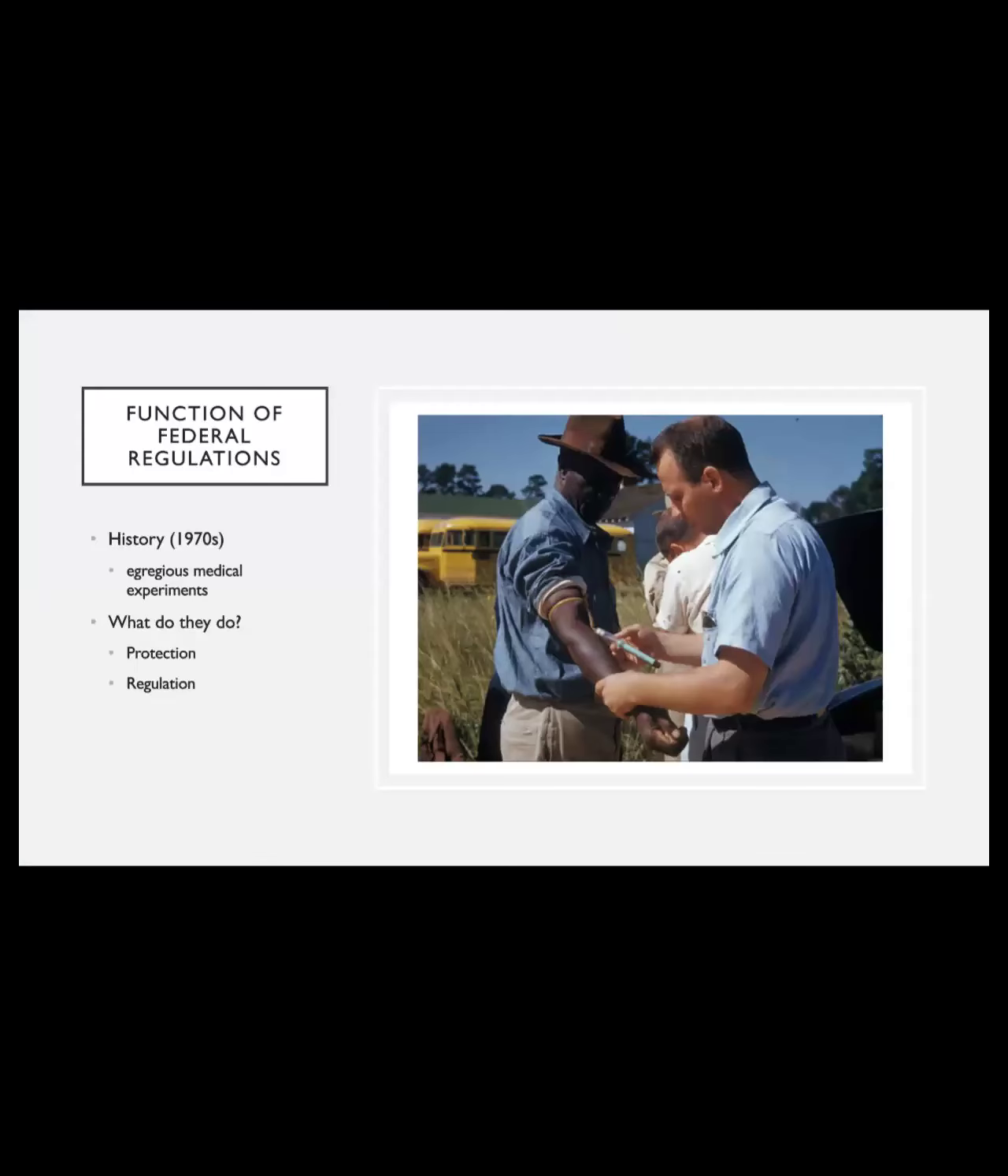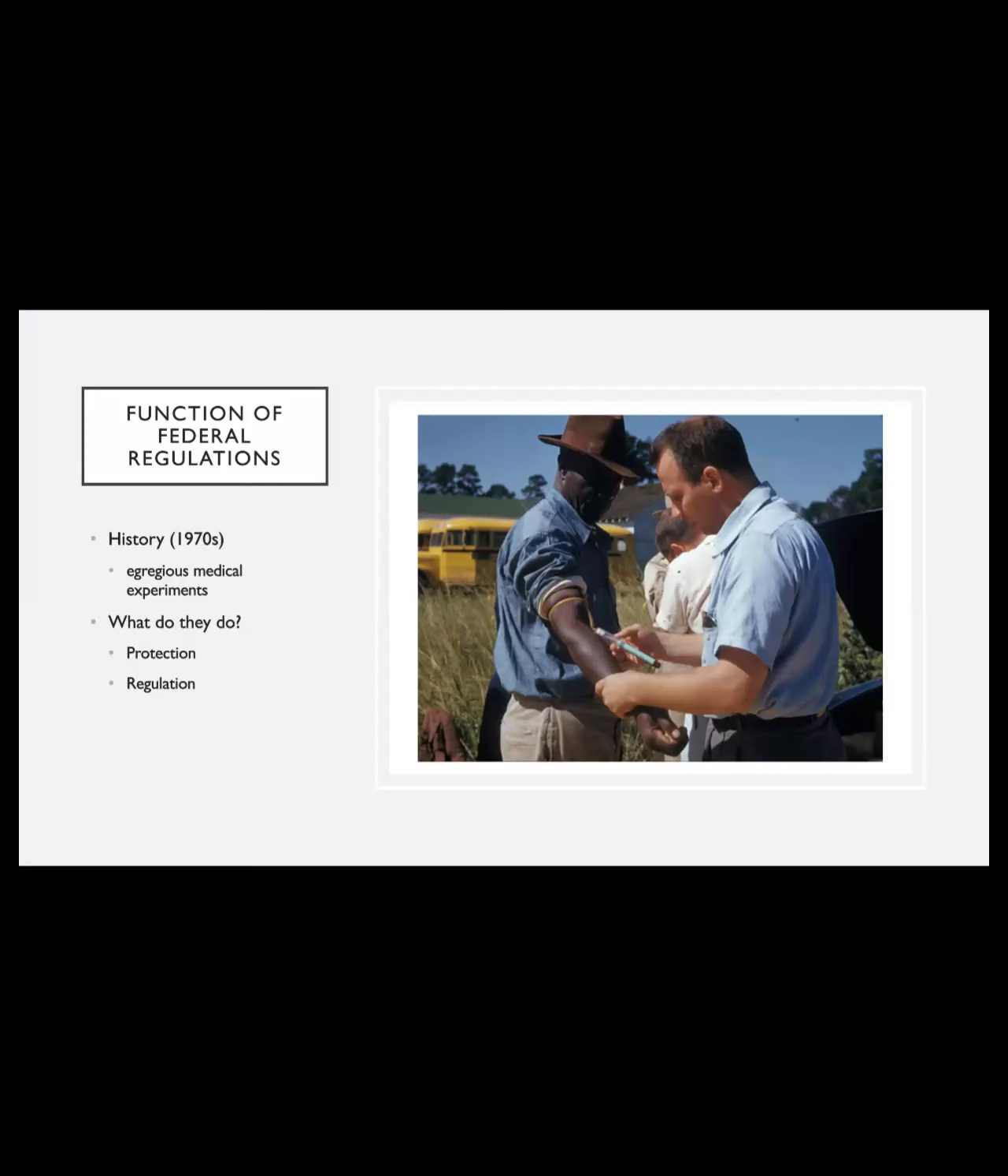So, starting with the function of federal regulations, historically it was created to prevent egregious medical experiments. An example of this was in the early 1970s, the Tuskegee syphilis study, where Black men were infected with syphilis to study its long term effects without informed consent being obtained by the researchers. It prompted further federal regulations for the protection of human subjects in research.